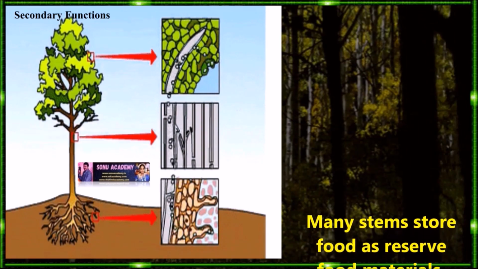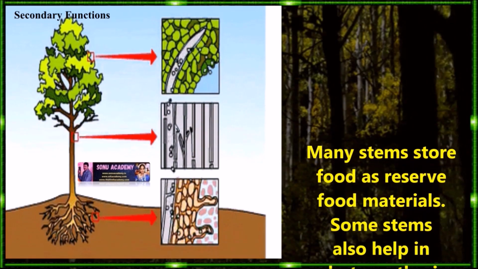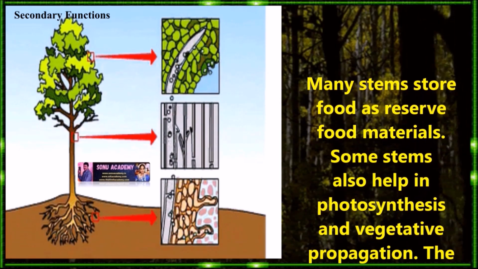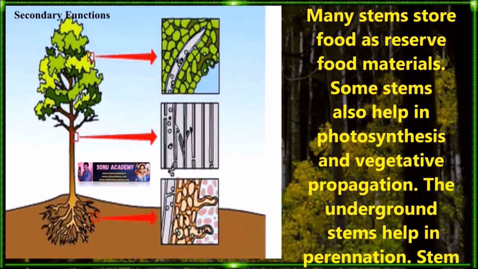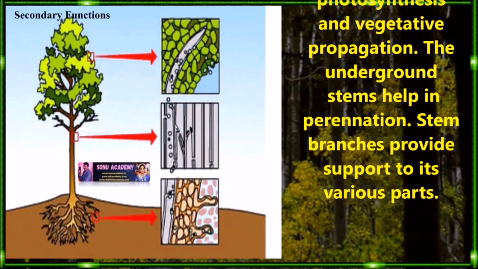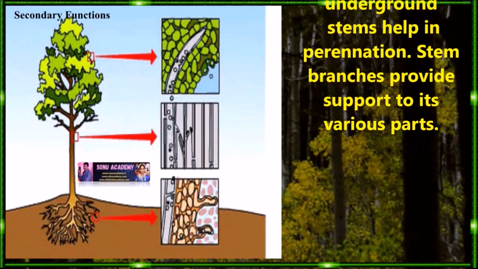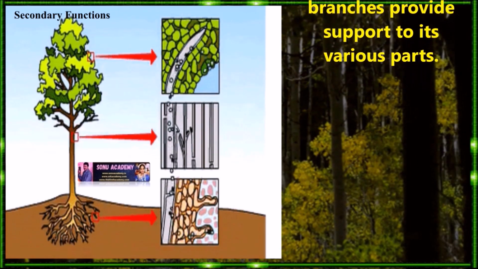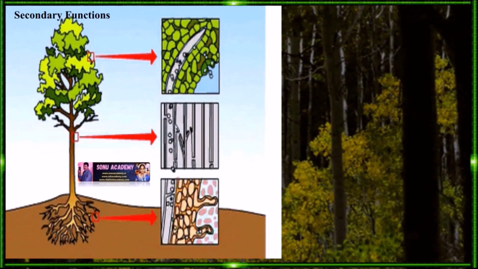Secondary functions of the stem. Many stems store food as reserve food materials. Some stems also help in photosynthesis and vegetative propagation. The underground stem helps in perennation. Stem branches provide support to its various parts.